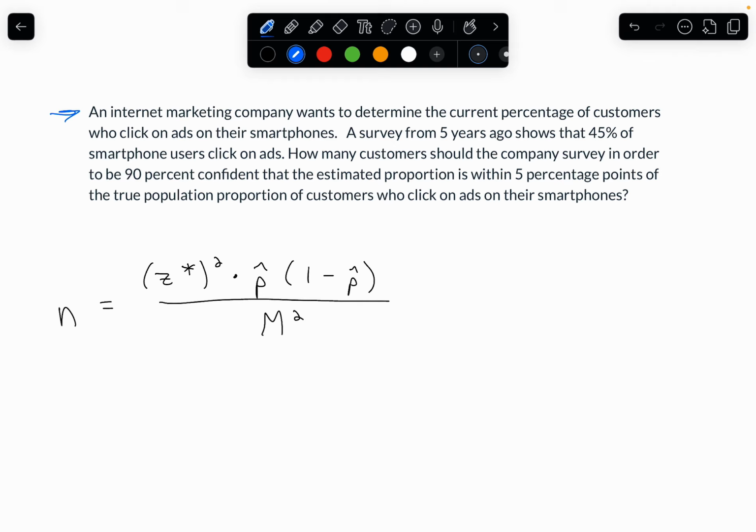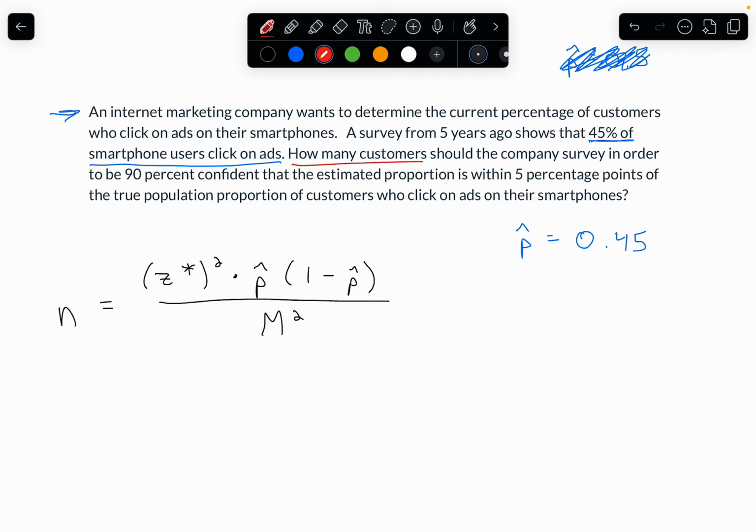A survey from 5 years ago shows that 45% of smartphone users click on ads. So this is giving me a prior estimate. In these types of problems, we usually hope that we're going to end up with a prior estimate, meaning p hat in this case is going to be 0.45. Now, if one is not given, then we are going to assume p hat will be 0.5. What that does is it maximizes the sample size. It gives us the safest guess. But in this case, we have a prior estimate. We can use 0.45.